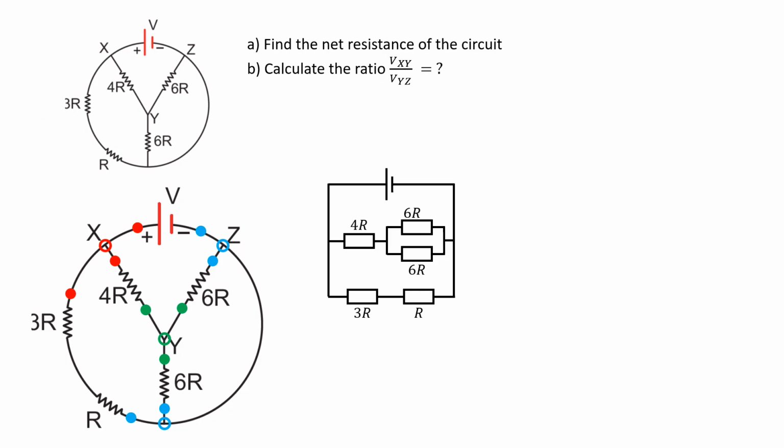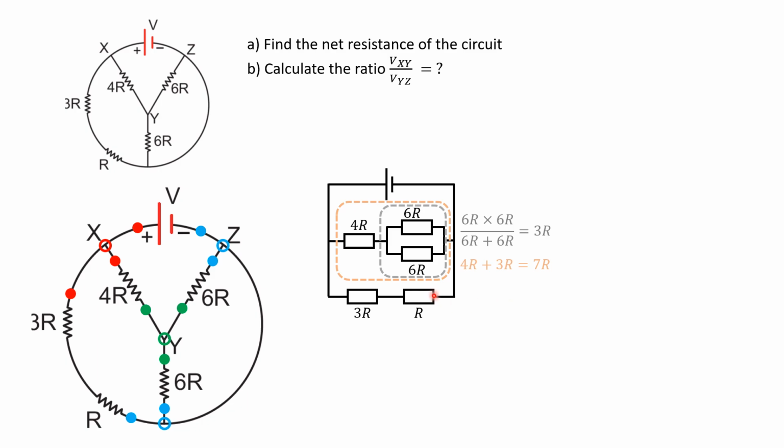Okay, now we have to work with this simple circuit. Right away we spot that 6R and 6R are parallel to each other. So the equivalent resistance of these two resistors is 6R times 6R divided by 6R plus 6R, which works out to be 3R. Now this 3R is in series with this 4R, so this resistance is 4R plus 3R, which is 7R.